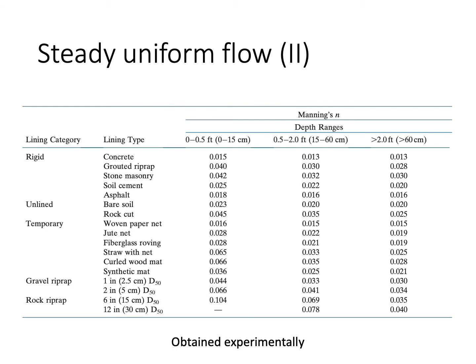This is a table of Manning's n coefficient. We can see different linings, meaning whatever covers the channel bed. You can have concrete, asphalt, rock, fiberglass, whatever. Depending on the depth ranges, you can get different Manning's numbers. They are obtained experimentally.